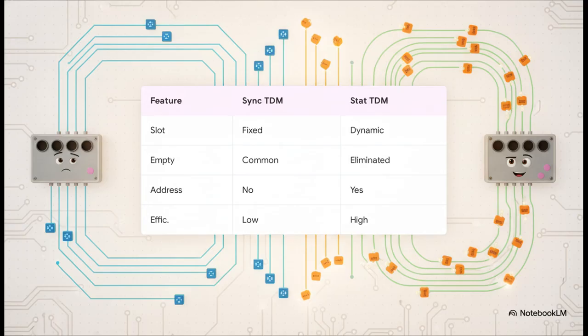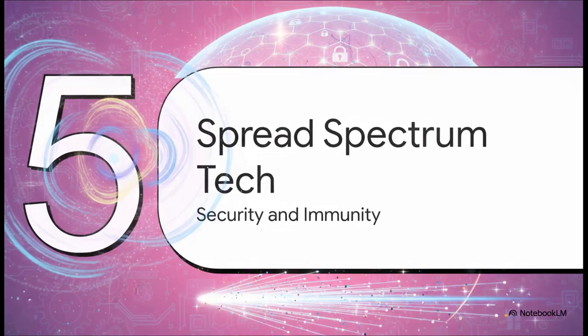But, as we always say, engineering is all about trade-offs. Because the slots are no longer rigidly fixed to a specific input line, the demultiplexer on the receiving side doesn't inherently know where a piece of data came from or where it's supposed to go. Because of that, statistical TDM requires us to attach addressing overhead, essentially a tiny routing tag, to every single payload. However, the massive efficiency we gain by completely eliminating empty slots totally outweighs the minor cost of having to add these destination addresses. Let's wrap up the technical deep dive with Section 5, Spread Spectrum Techniques.